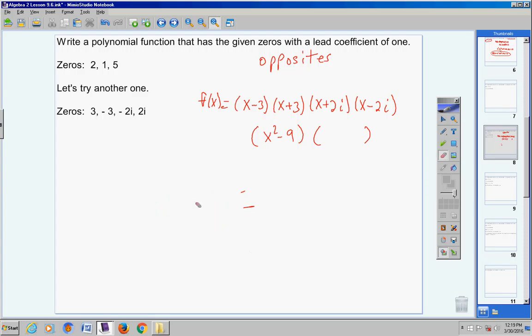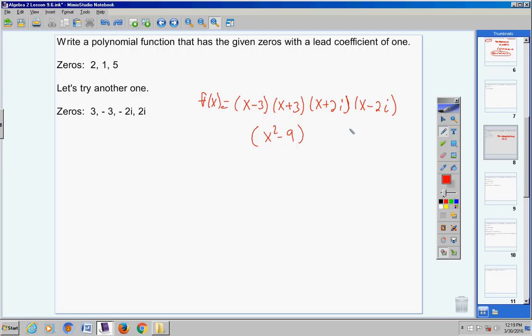Okay? So here we go. I already did the first one for you. Right here. If you take x times x, you get x squared. x times 3 is 3x. Negative 3 times x, negative 3x. Negative 3 times 3, negative 9. And look, your positive 3x and your negative 3x cancel out, leaving you with x squared minus 9. So, multiply your first two parentheses together, and this is what you get.